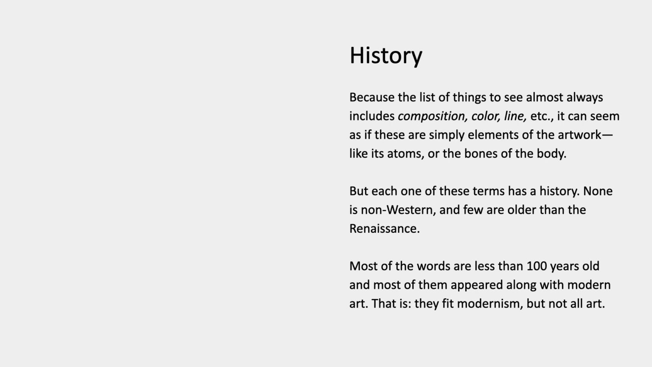But each one of those terms has a history. None of them is non-Western. That should be a warning flag about the idea that they might be universal. And only a few of those terms are older than the Renaissance. Most of those words, composition, color, line, and so on, are less than 100 years old. Most of them appeared along with modern art. And that's why they fit modernism, but not all art.